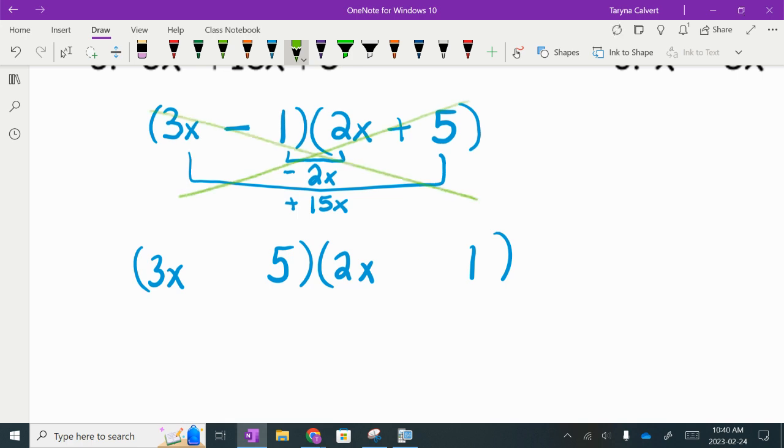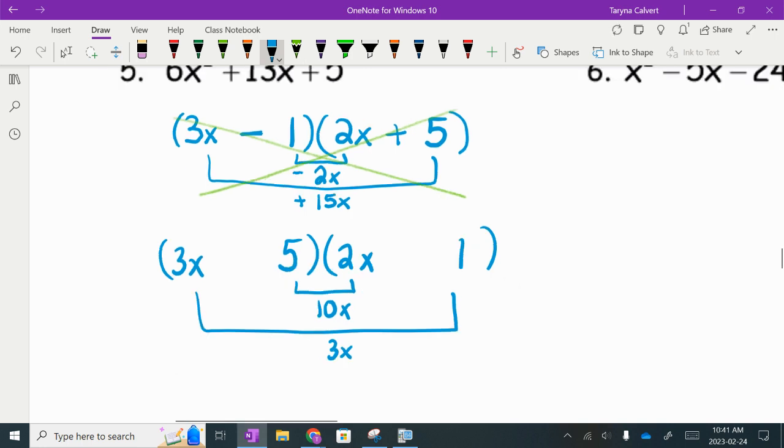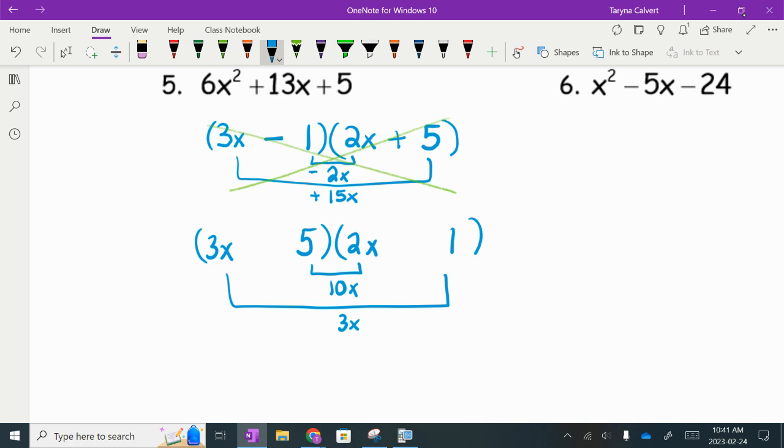So the other one that we could have tried was this one. So let's check this one out. So this gives us a 10x. And this one gives us a 3x. So can this one work? Can I get a 13 out of a 10 and a 3? Yeah, and they both have to be positive, because positive 10 plus positive 3 is positive 13. So both signs will be a plus. Now, does that work for the 5 on the end? Yeah.